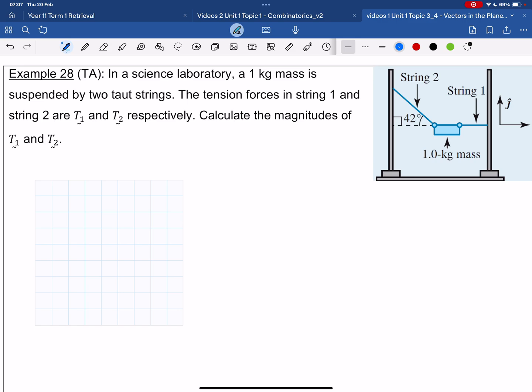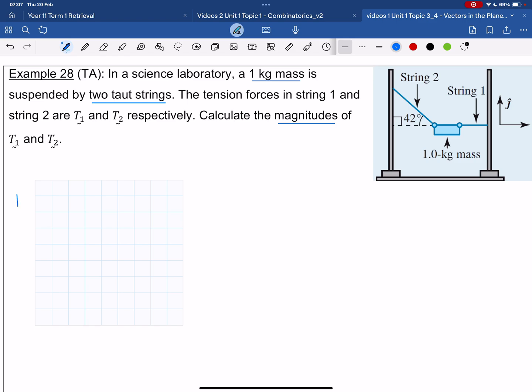All right, here we have a 1 kilogram mass, 2 taut strings. Taut means tight, straight. The tension forces, and we're looking for magnitudes. Okay, and they've given us a little diagram. Now we need to turn that into a force diagram where our body is just a point. And again, we're going to use vector methods.